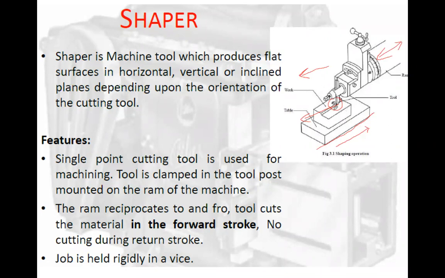But here in this shaper, slotter, planer, it's not a continuous machining process. Only in one direction, whenever the cutting tool is moving forward, you have the cutting process. In its reverse direction, cutting is not there. That's why the forward direction, where the cutting happens, is called a working stroke. Once it moves from one end to the other end, this is called a stroke.